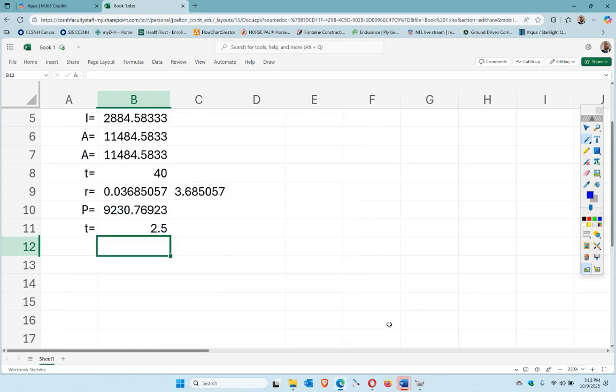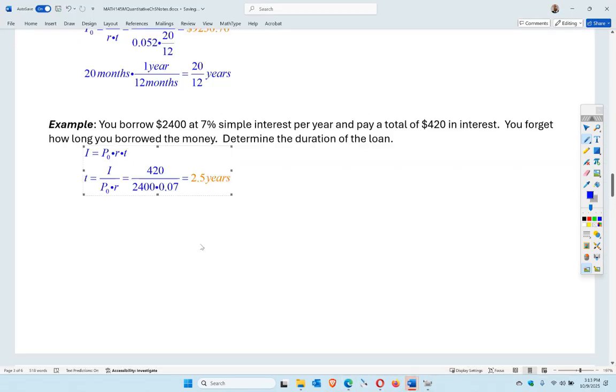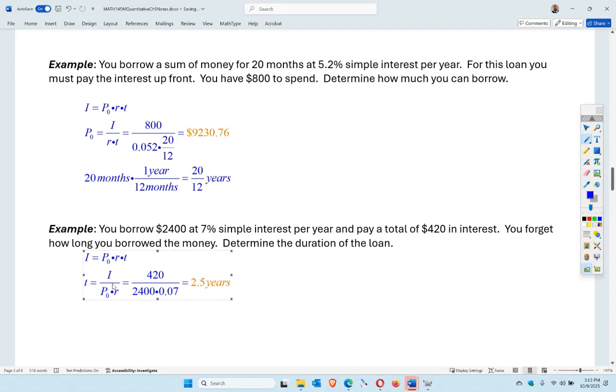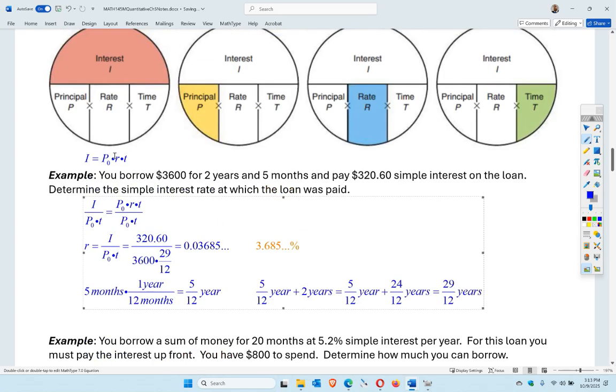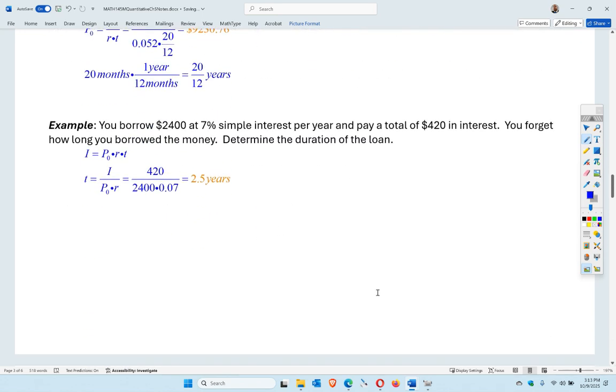Okay, so long story short, you can solve for time, you can solve for principal, you can solve for rate, or you can solve for interest, which is what we did in the original video. Any of those four things in this diagram you can solve for with that formula when it comes to simple interest. All right, that's the end of part 3.